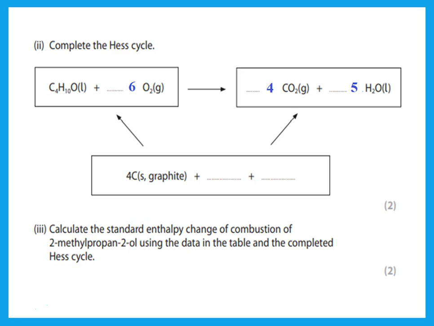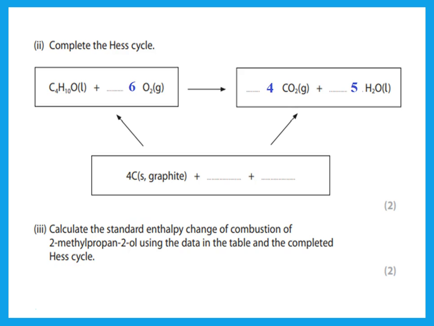I have 10 hydrogens before the arrow, so I need 2 times 5 after the arrow. For oxygen after the arrow, I have 2 times 4 is 8 plus 5, 13. Well, I have already 1 in C4H10O, so I'm left with 12, so I need a 6. Basic balance. Okay, and then I need to fill out that box below.